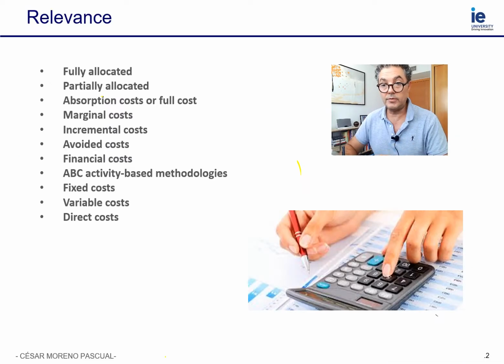Accountants have developed many different cost concepts that are very useful in many situations, from fully allocated, partially allocated, marginal costs, fixed, variable, direct, and indirect, all of them very useful. In pricing, we are going to speak mainly about what is called incremental cost and sometimes also what is called avoided or avoidable cost.